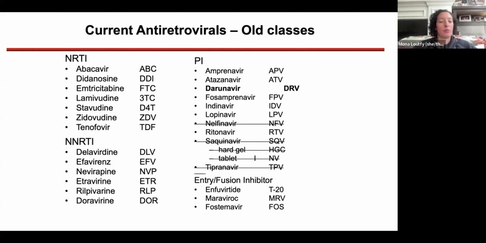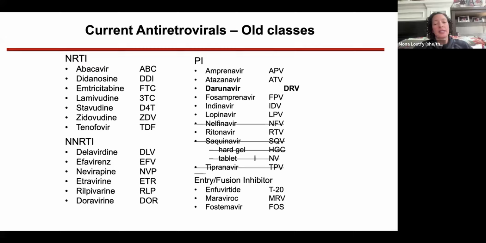So the ones closer to the bottom, the doravirine and the rilpivirine, are the ones that we use more commonly today. And the first single tablet regimen that came out was tenofovir, emtricitabine, which is FTC, with efavirenz, which is the second one there, and it was combined into one pill, those three drugs in one pill, and it was called Atripla.